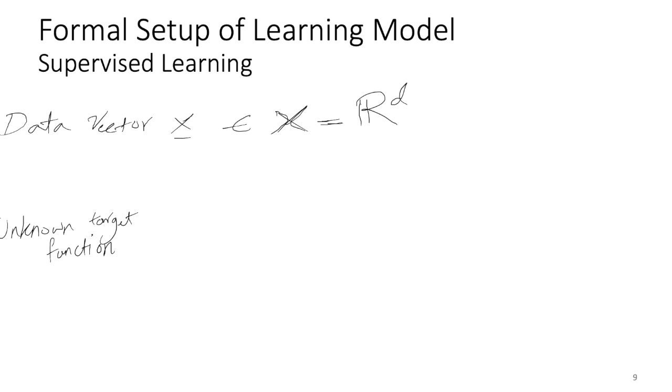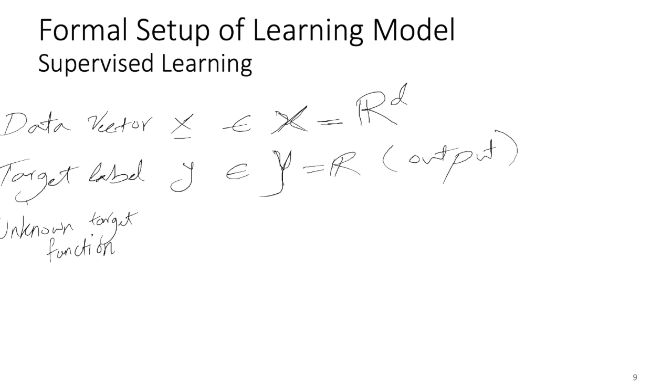And also, as you know, your target function is unknown, and your target label is the one that you're going to predict. For instance, in the credit card application, it has its own space, and that's your output. In the case of credit card, it's either +1 or -1, and that's your y label. So we can define it this way.